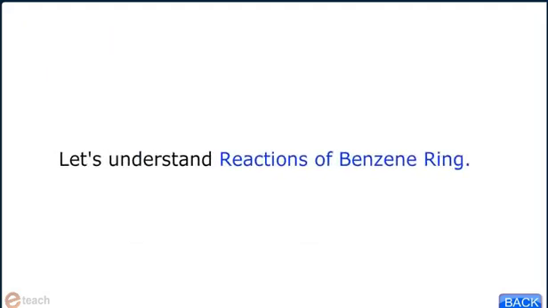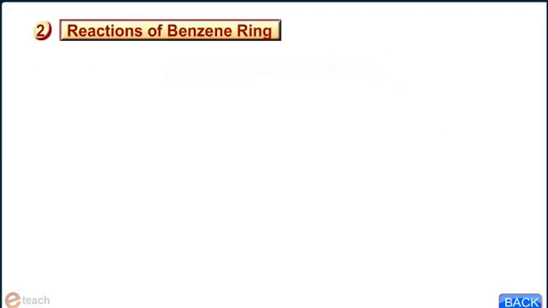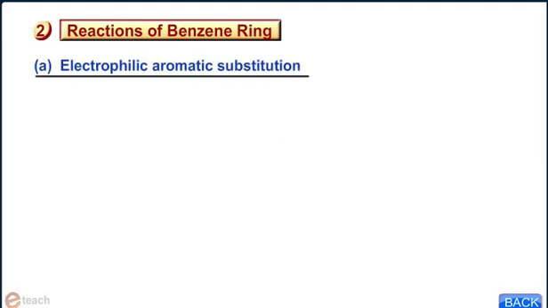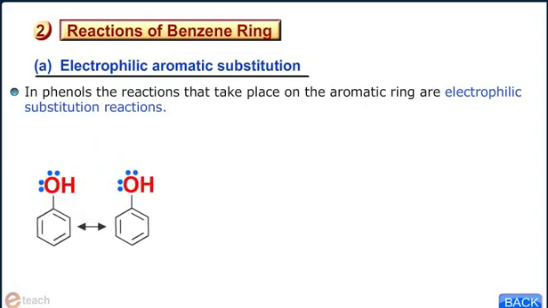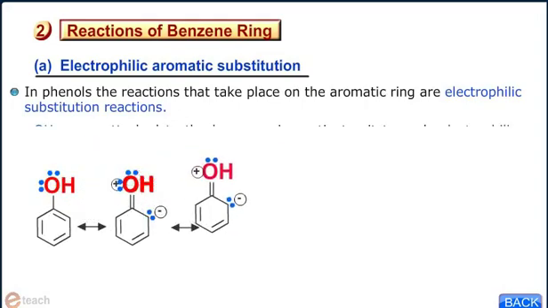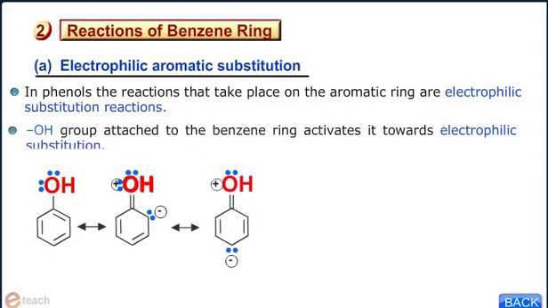Let us now understand reactions of benzene ring. The first one is electrophilic aromatic substitution. In phenols, the reactions that take place on the aromatic ring are electrophilic substitution reactions. OH group attached to the benzene ring activates it toward electrophilic substitution.